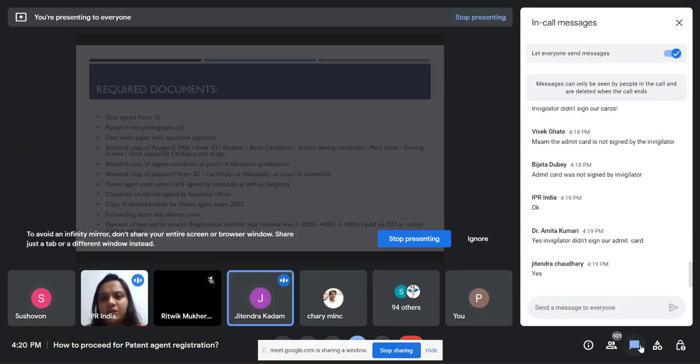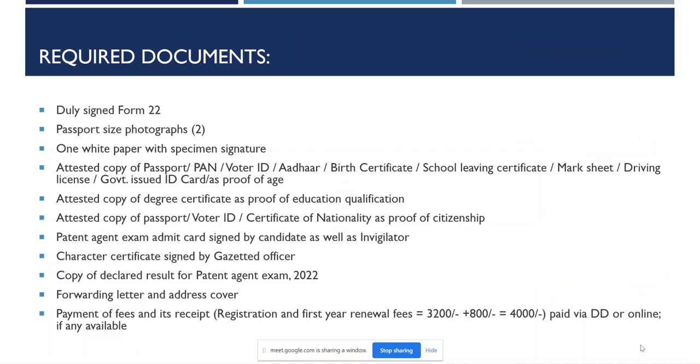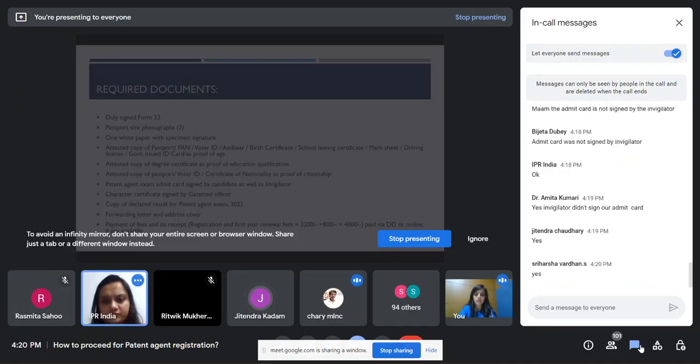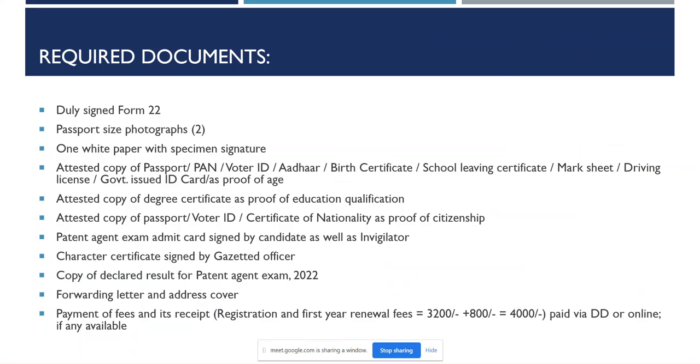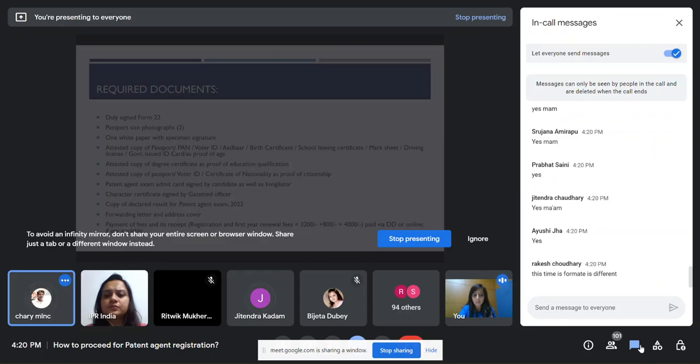So maybe then there was no admit card option for the invigilator to sign. Okay, so there you can write down in your forwarding letter that we are submitting, there is an option for signing the invigilator.